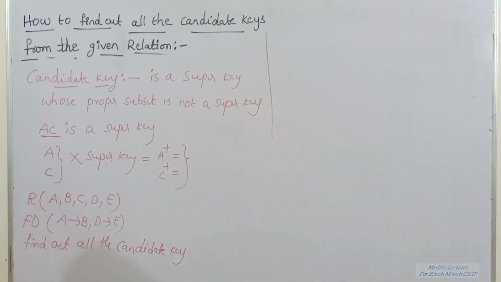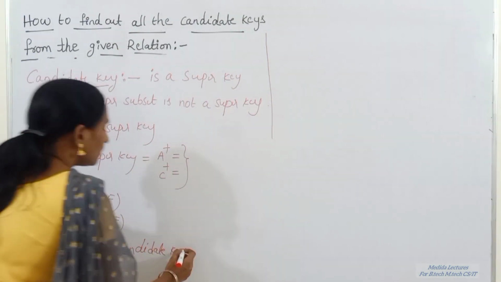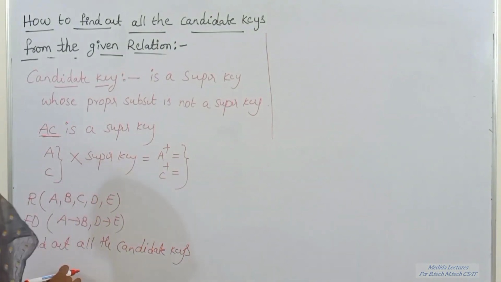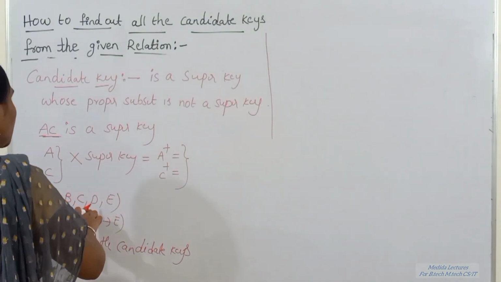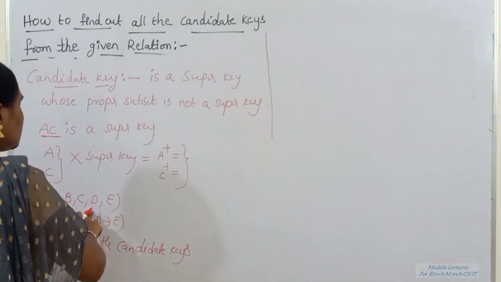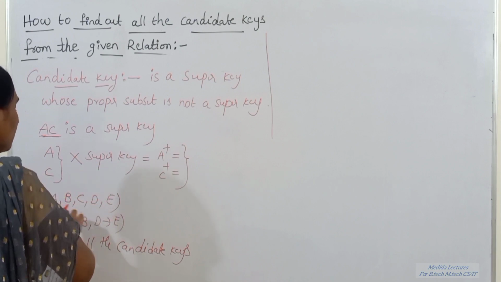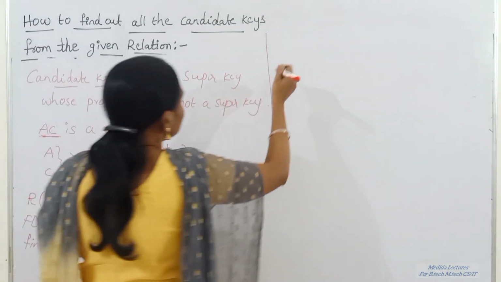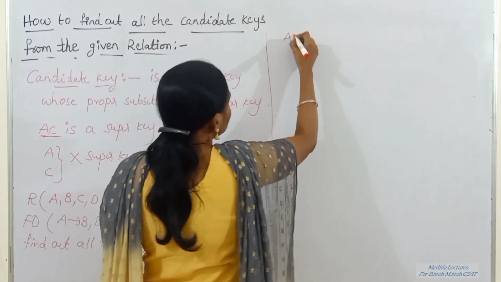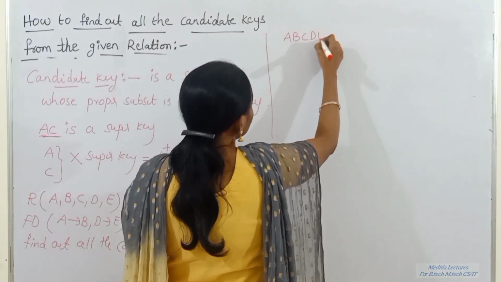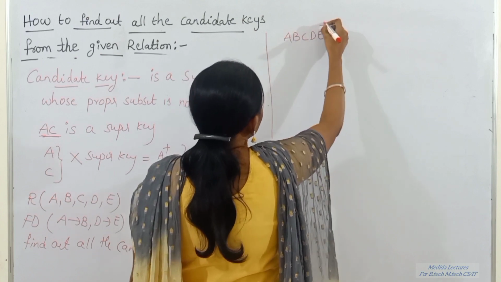So, how to find out all the candidate keys? First, we have to take all the attributes from the given relation. So, what are the attributes in the given relation? A, B, C, D, E, and find out the closure.